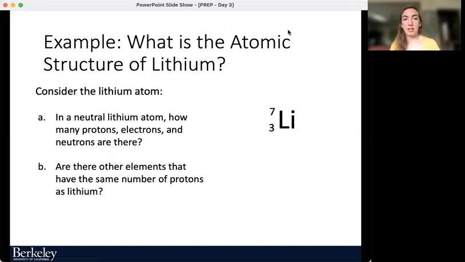And then the second question here is, are there any other elements that have the same number of protons as lithium? Give you about 30 more seconds.